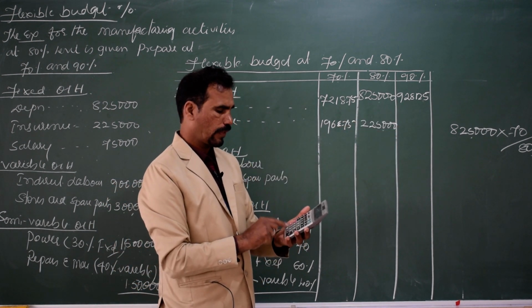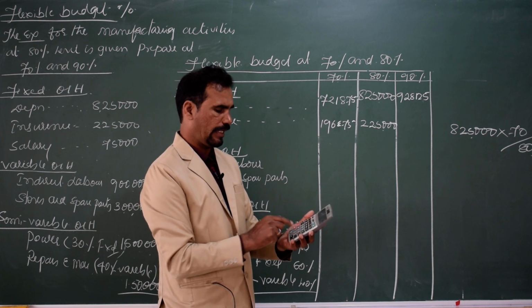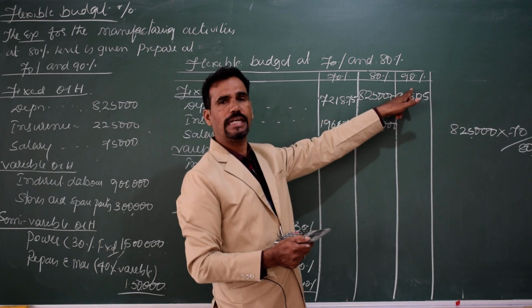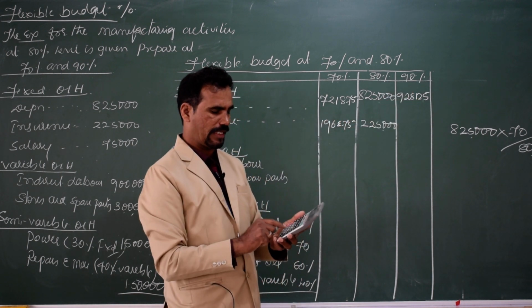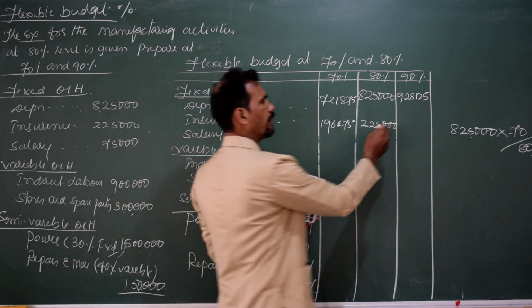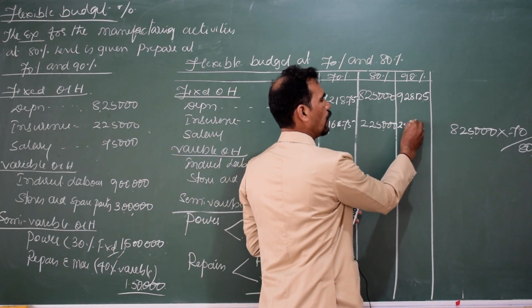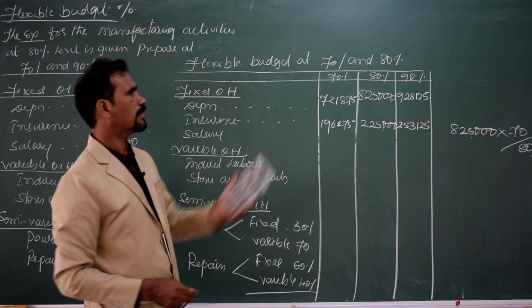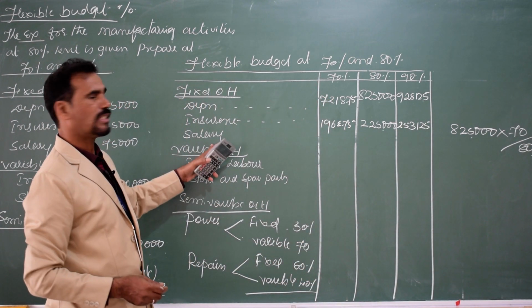The same way, go for the next level: 2,25,000 into the next level. We want the answer for 90%, into 90 divided by 80, equals 2,53,125. That is the answer for 90%. So what is the next item?